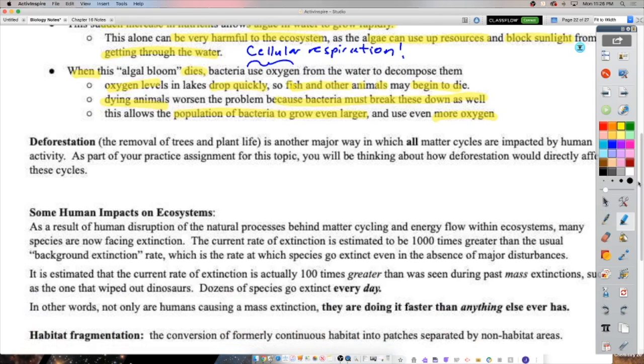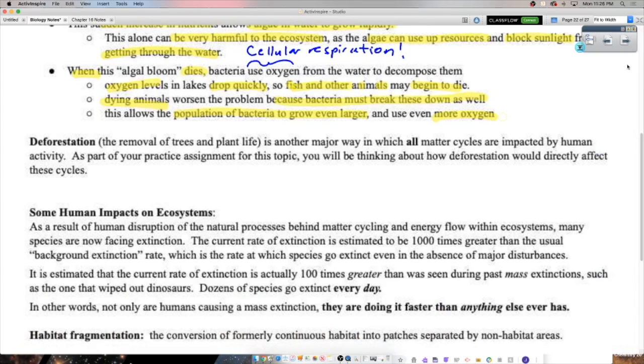Now, deforestation is a big one that I do want to at least mention. However, I'm not going to go through it because I would like for you to go and think about it on your own, and get thinking about the cycles and how deforestation would have an impact. So this is in your practice assignment, the deforestation question. I really do encourage you to go try that one. Think about matter cycles, think about human impacts, particularly this deforestation one. And if you're really stumped, my solutions are always posted for those as well.